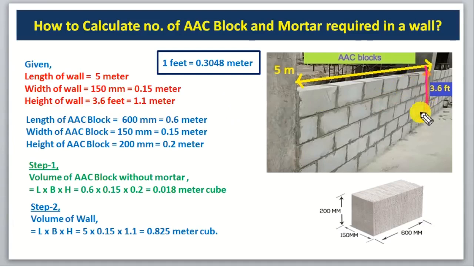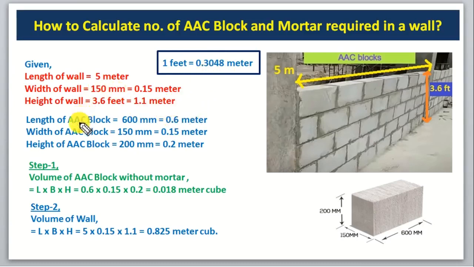The height of the wall is 3.6 feet, and we have to convert it into meter. Okay guys, all the units should be converted into one unit, either feet or meter. So I am converting all the units into meter. You can see 1 feet is equal to 0.3048 meter, and you have to remember this. We multiply 3.6 feet by this value, and after multiplying we will get 1.1 meter.